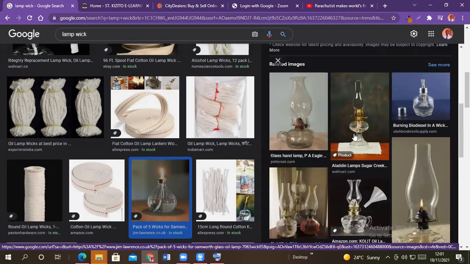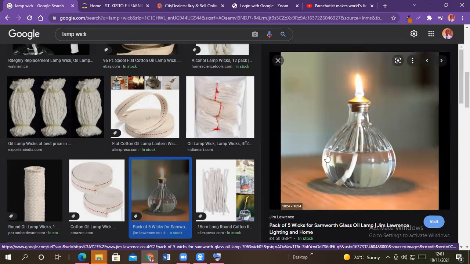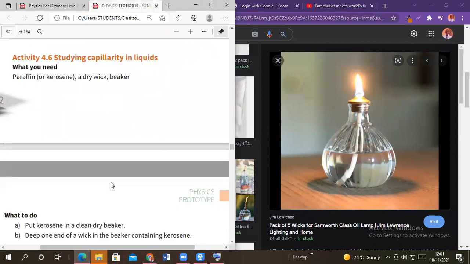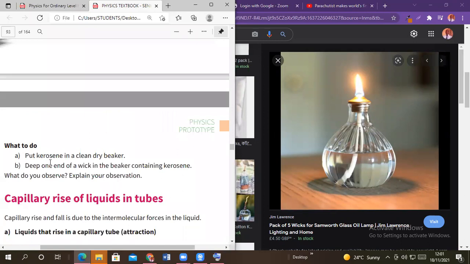So they are saying that now, what do you need? You need a beaker and you need kerosene and you need a lamp wick. Let us see what they are telling us next. So they are saying that put kerosene in a dry beaker, then put one end of the wick in a beaker containing kerosene. What do you observe?